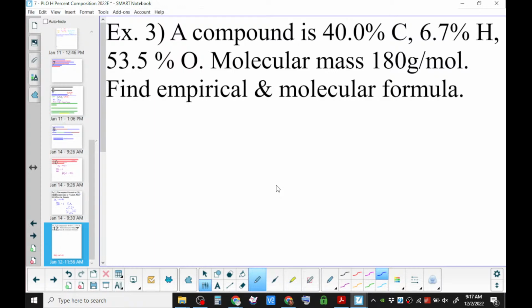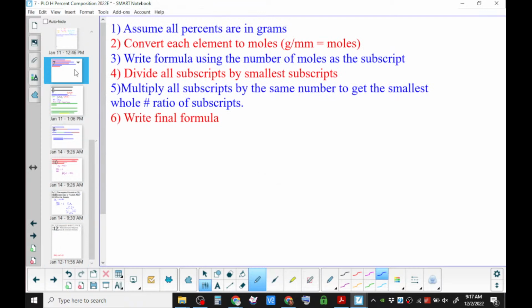So if I go all the way back to the instructions, what I'm looking for is this. You assumed all percents in grams, you converted each element into moles, and you've written the formula using the moles as subscripts. Then you divide them all by the smallest one, and you'll get whole numbers. Yes, except weirdly you put hydrogen first, but I would be forced to mark it right. Carbon is always first.